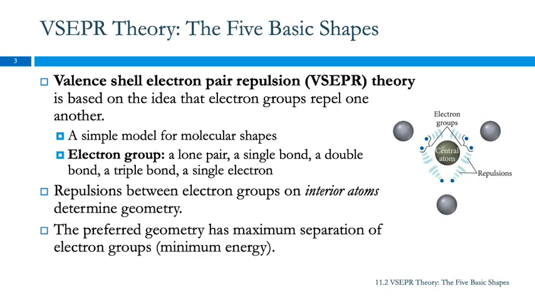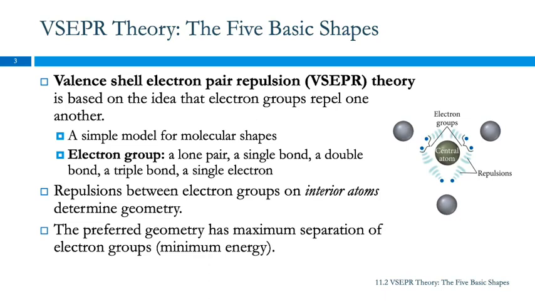Here we are in section 2, VSEPR theory. VSEPR stands for valence shell electron pair repulsion, which is a mouthful, and even though you can't really pronounce it, we just say VSEPR, it's close enough. This is based on the idea that electron groups repel each other. It's a very simple model for molecular shapes, but it works pretty well.